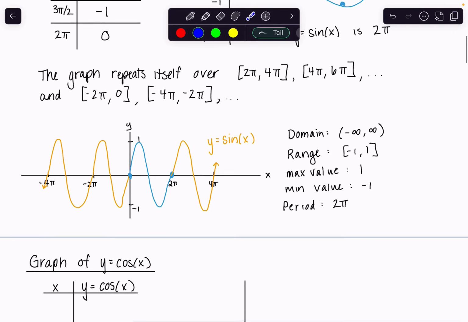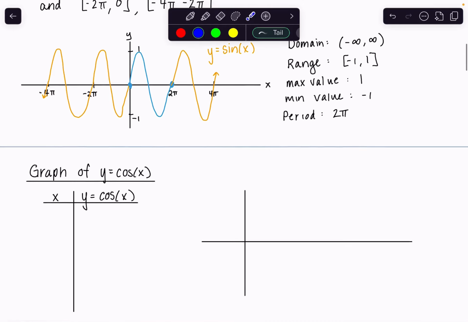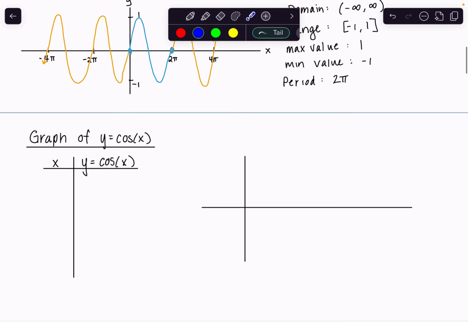But let's start now with going over what the basic graph of y equals cosine of x looks like. So again, I want to go through the quadrant angles and then we'll see how that ends up repeating itself. But 0, pi over 2, pi, 3 pi over 2, and 2 pi are the quadrant angles. Cosine of 0 is 1, cosine of pi over 2 is 0, cosine of pi is -1, 3 pi over 2 is 0, and 2 pi lands me back at 1.